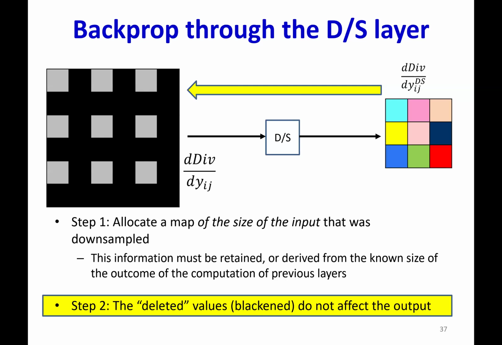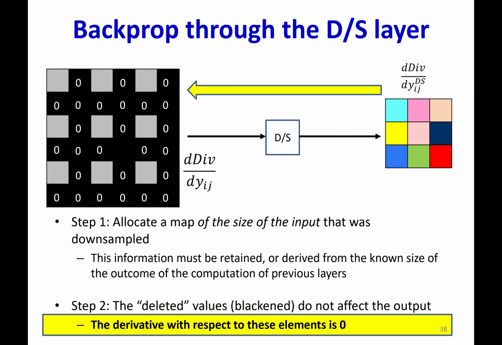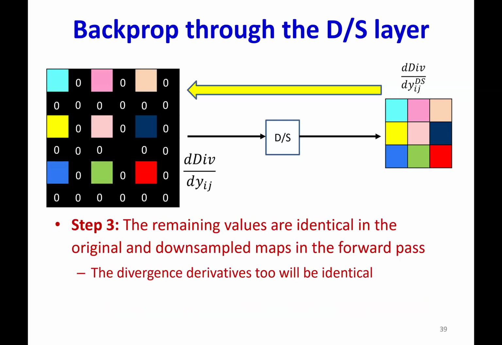So what will their derivatives be? 0, right? So I can just stick zeros over here. Right? What about the rest of the elements? What do I do? What would I do for the rest of the elements? Just copy them over, like so. Beautiful, right? So back propagating through a downsampling layer is really trivial, is it not?